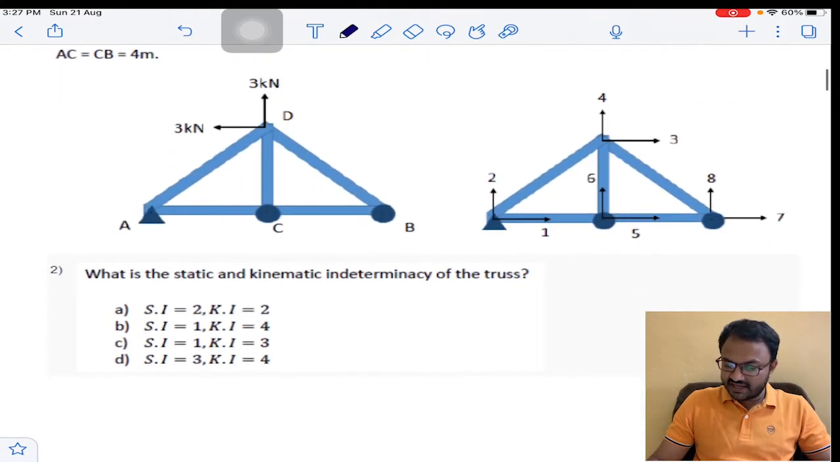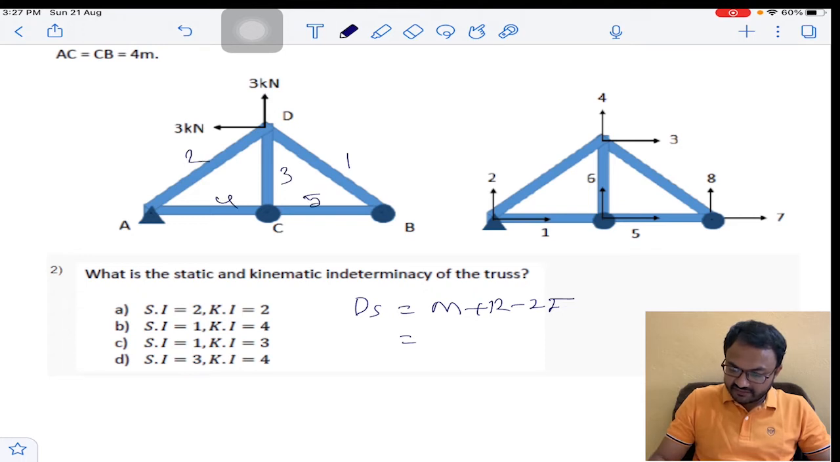Next, he has given a truss. Calculate the degree of static indeterminacy and kinematic indeterminacy. Degree of static indeterminacy is equal to m plus r minus 2j. The number of members are 1, 2, 3, 4, 5. So m is equal to 5 and the number of reactions: at hinged support A 2 reactions, at roller support 1 reaction, at roller support 1 reaction. Total 4 reactions.